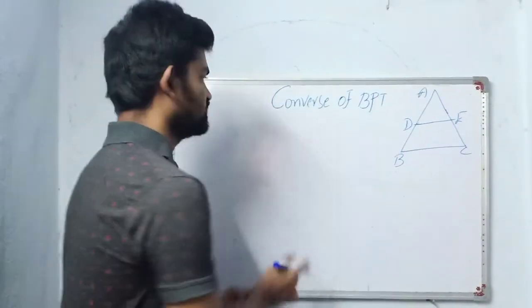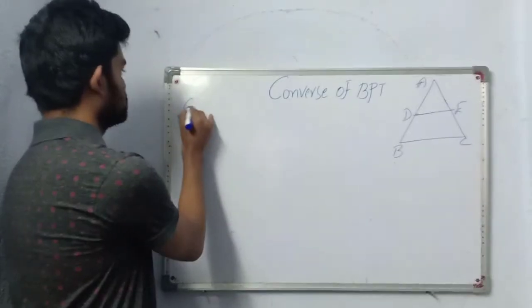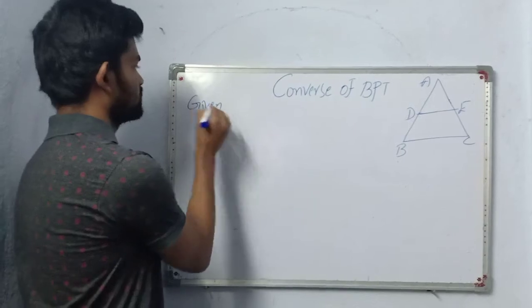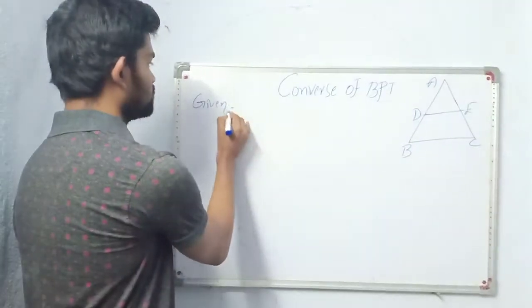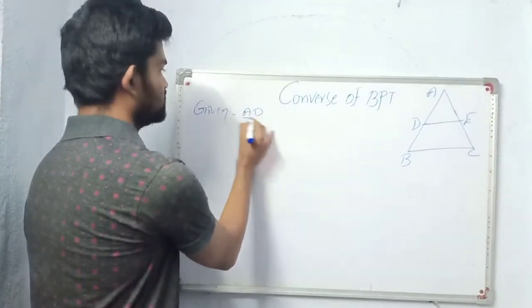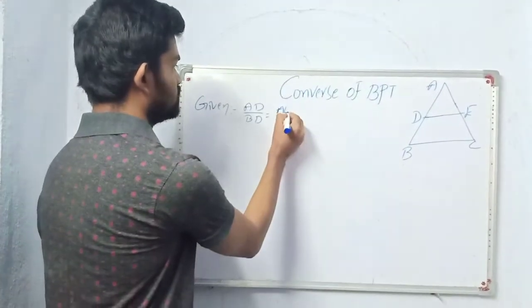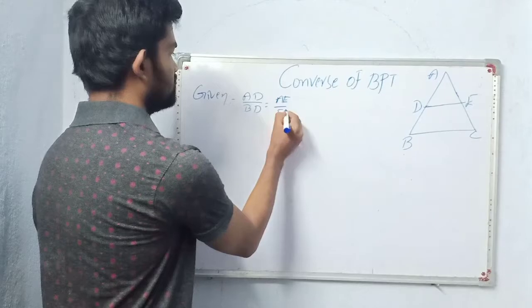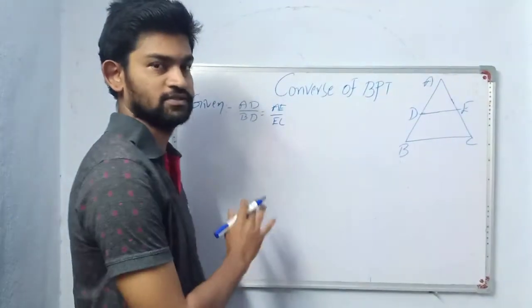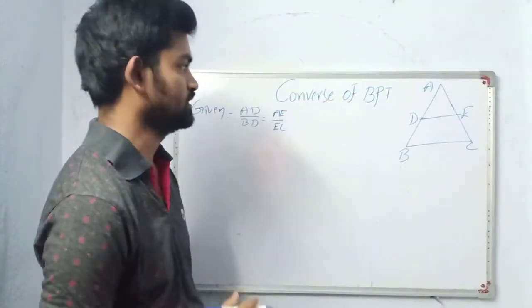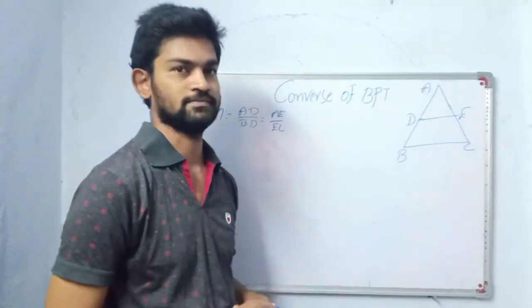So what is given, I'll write first. Given: AD by BD equals AE by EC. This is given to us. Now what we have to prove is DE is parallel to BC.